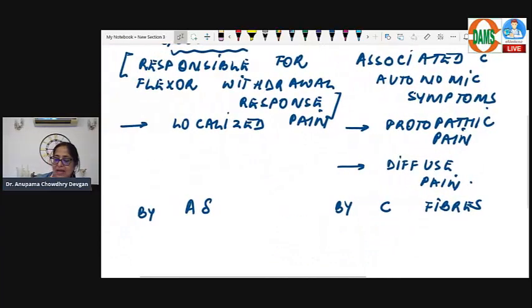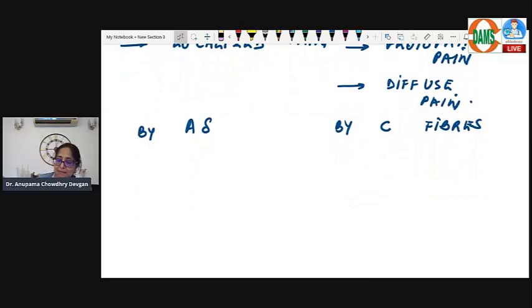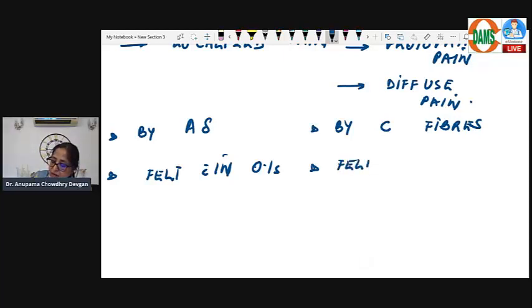Fast pain is carried by A delta fibers, slow pain is carried by C fibers. Fast pain is felt within 0.1 second because it is carried by a myelinated nerve fiber. So it is felt within 0.1 second. Slow pain is felt after 1 second. This is after 1 second, right?